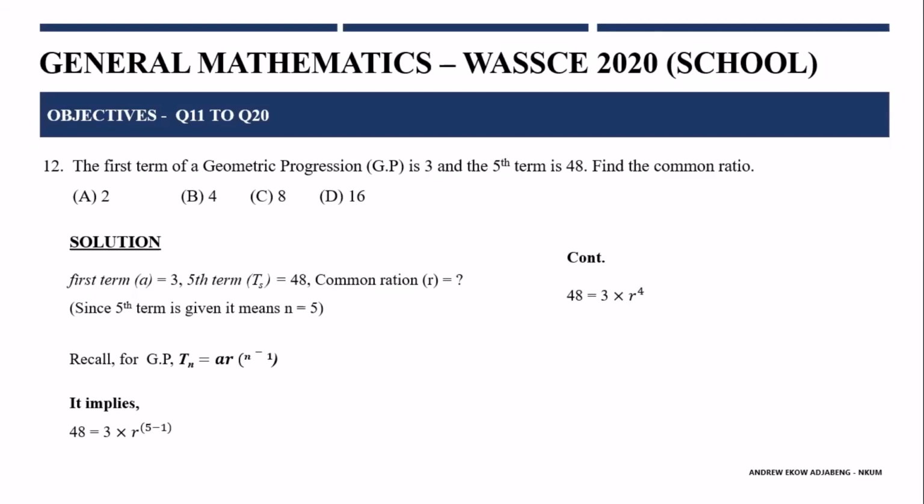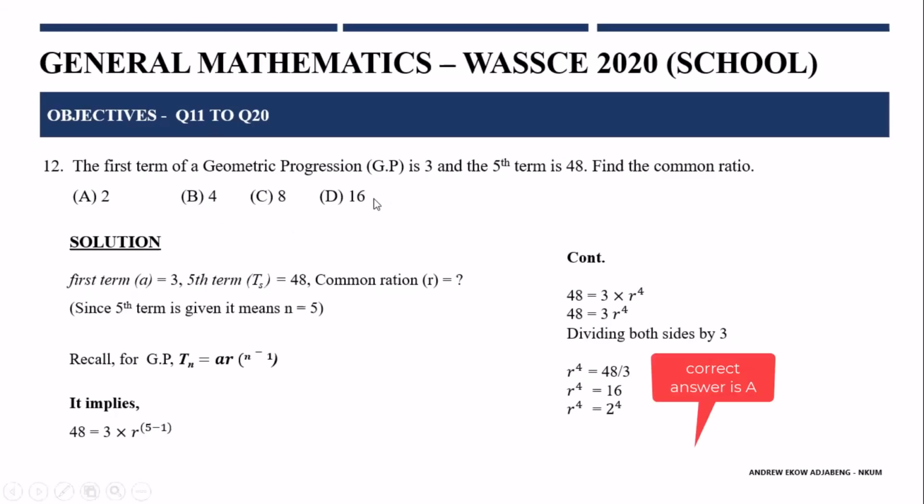We are solving for the value of r, so we divide through by 3. That leaves r raised to the power 4 to be equal to 48 divided by 3. And we simplify that, our r raised to the power 4 equals 16. Right, since we want to make sure the bases are the same, we simplify our r raised to the power 4 equals 2 raised to the power 4. It means that our answer D in the question is the right solution.